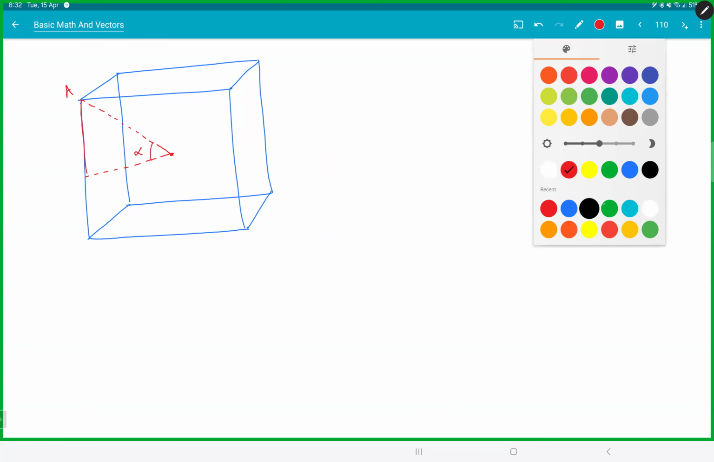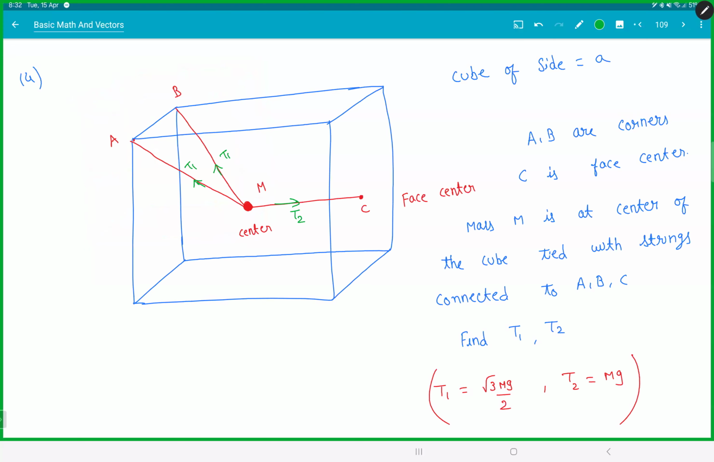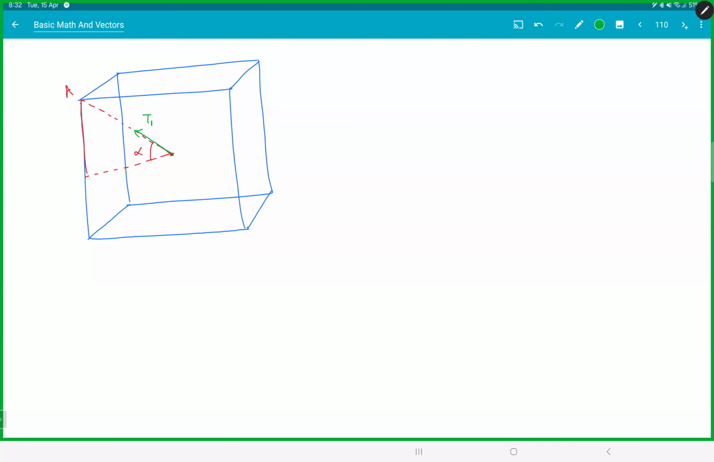So how is this tension here? The tension is actually acting from the center towards this line, T1. Are you getting the diagram, everyone? Look at the T1. The T1 is acting from center towards A. For this triangle, what are these lengths? This length is a by 2, and this length is the half diagonal, which is a by root 2.